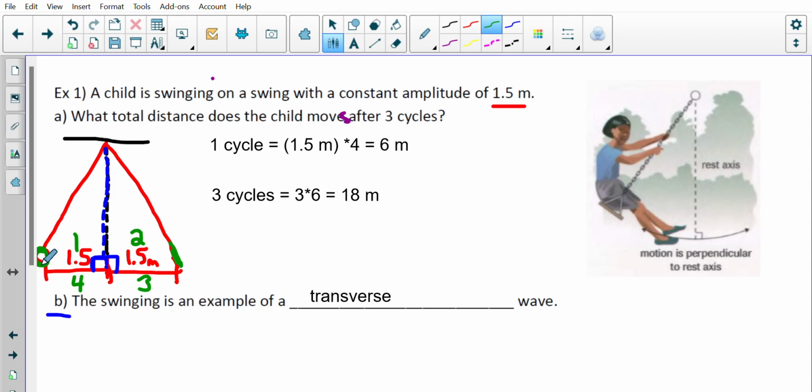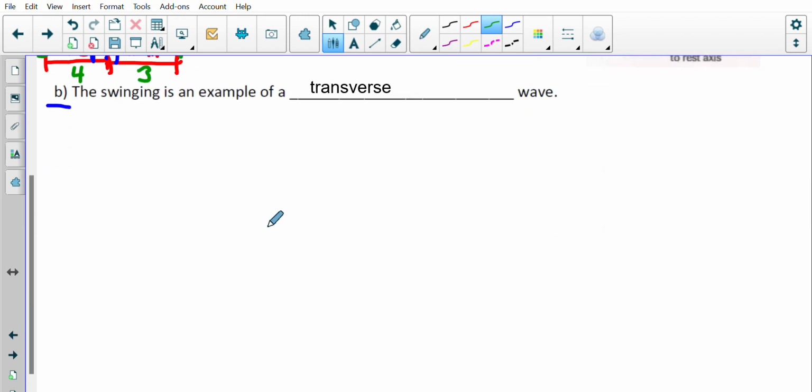And then, of course, with any good swing, it just keeps on going. Hopefully that helped out.